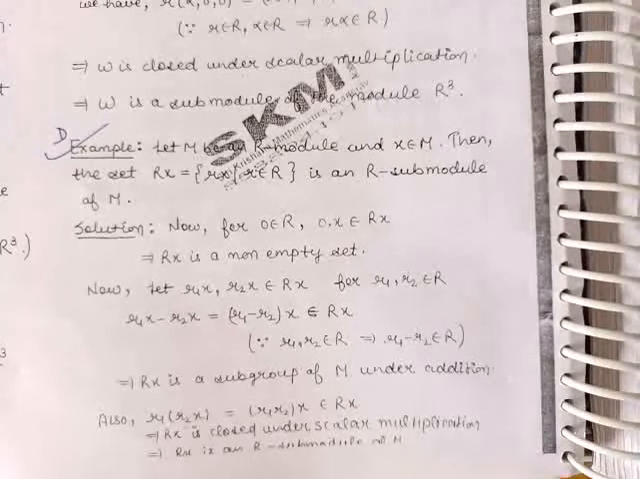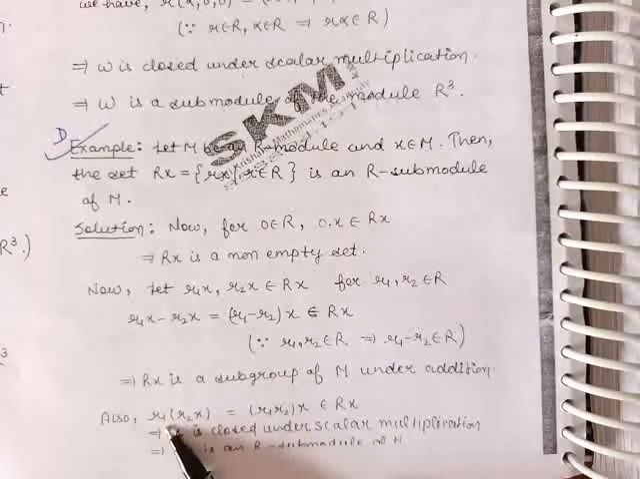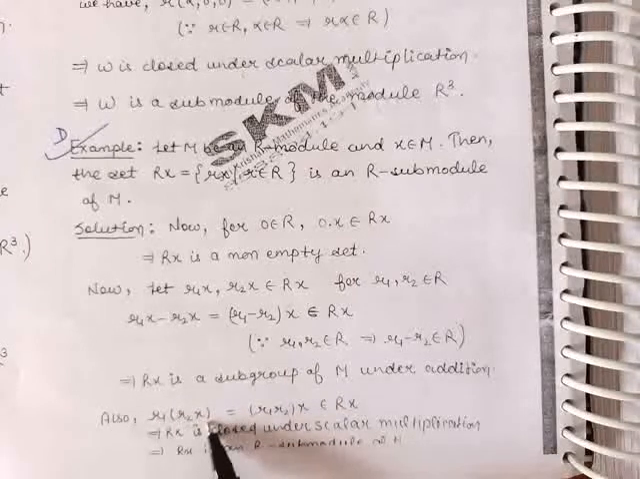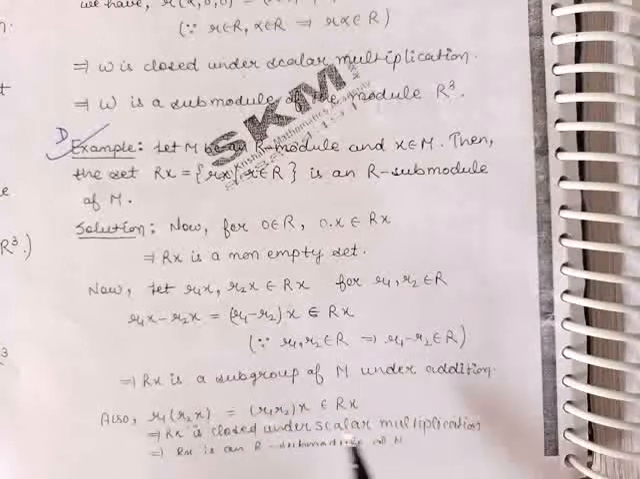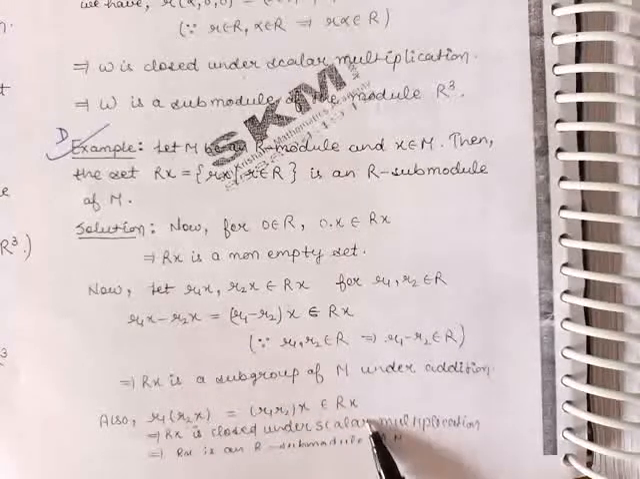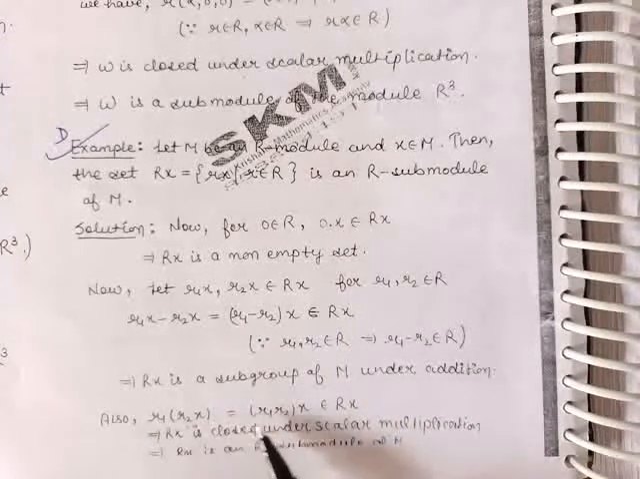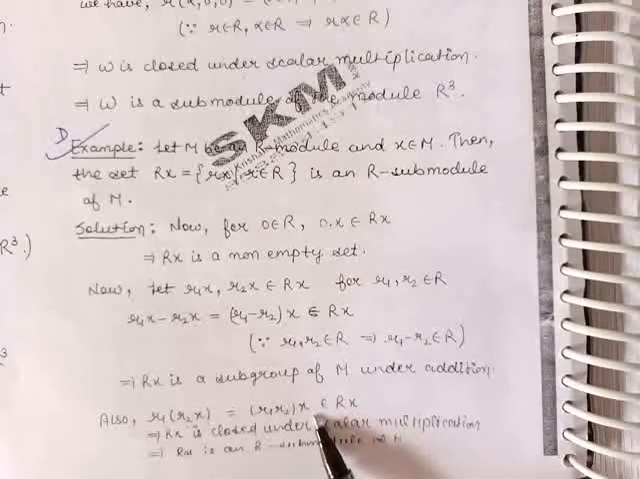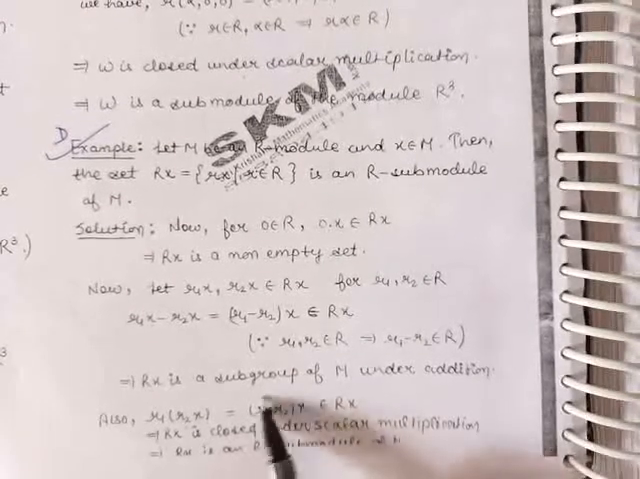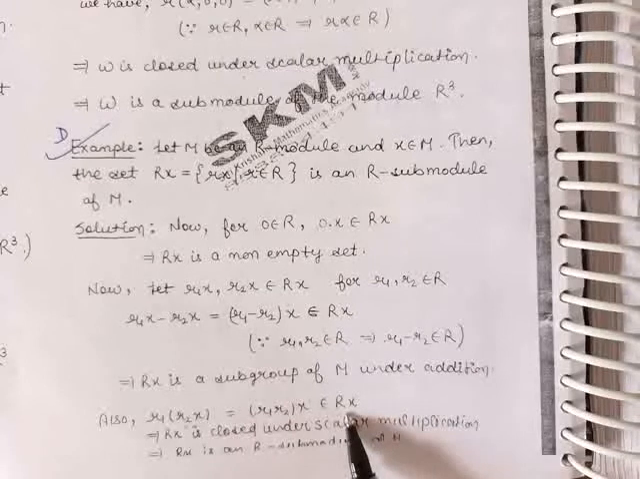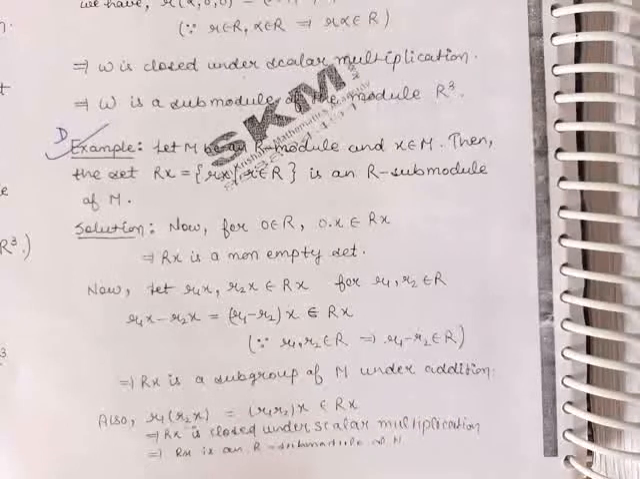Now in the next condition, let us take one element r1 from the ring R and an element r2x belonging to the set Rx. We are to prove that r1 times r2x belongs to the set Rx. Now by properties of module, because M is a module, r1 times r2x can be written as (r1 r2) times x. Now r1 and r2 are elements of ring R. So by the closure property, r1 times r2 will again belong to the ring R. And therefore this element belongs to the set Rx. So we can say that Rx is closed under scalar multiplication also. So this proves that the set Rx is a submodule of M over the ring R.